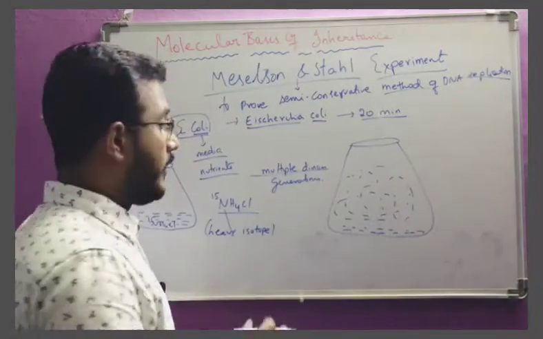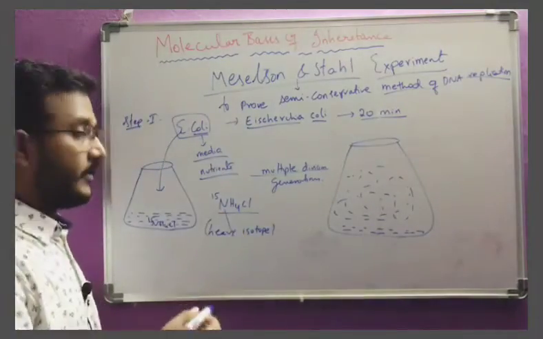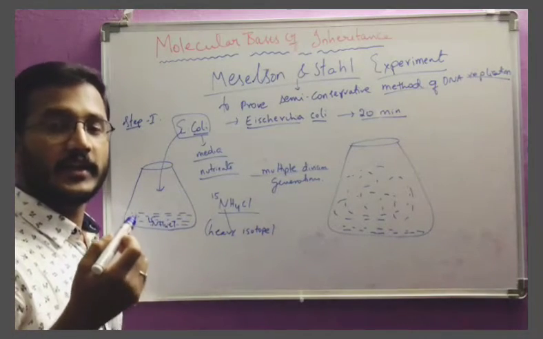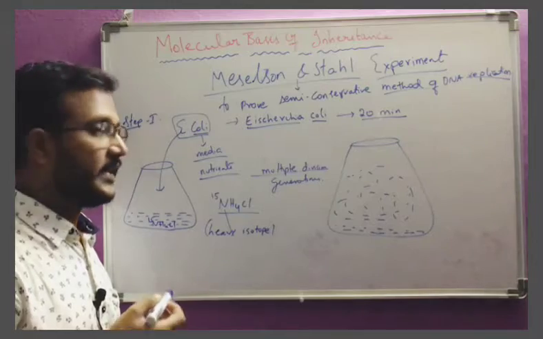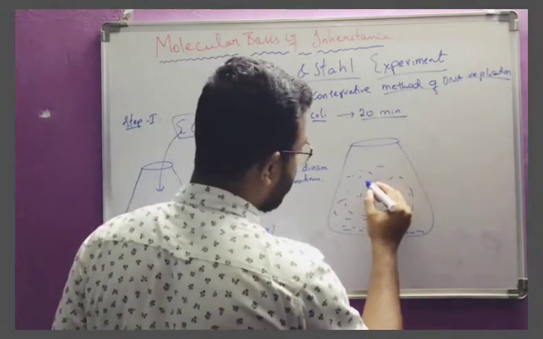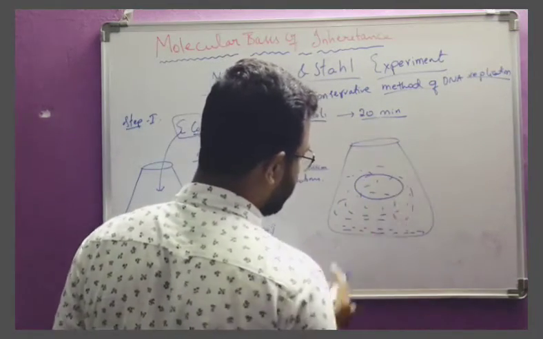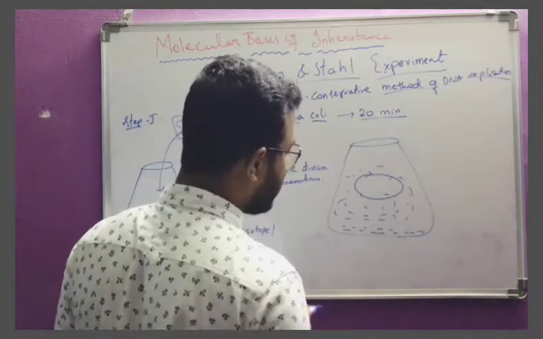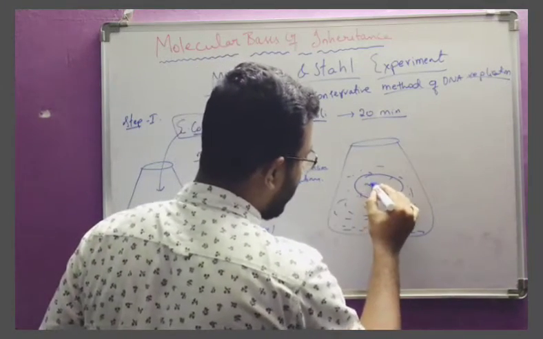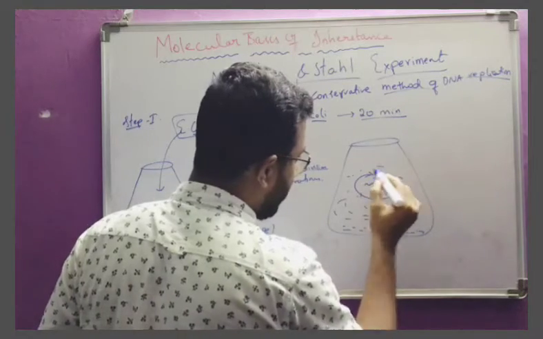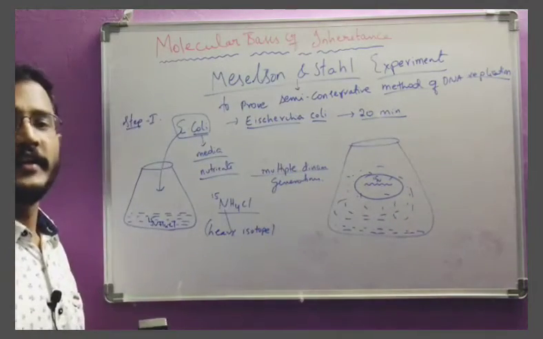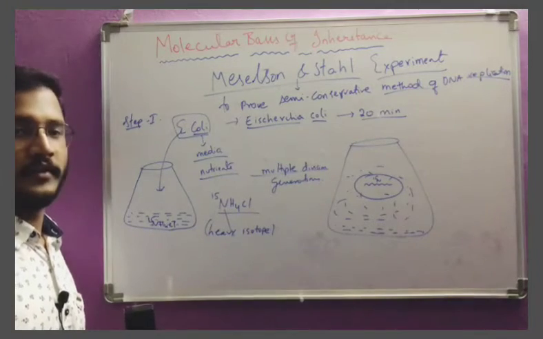Now, slowly what happened in the DNA structure of the E. coli bacteria, the normal nitrogen was removed from the nitrogen base and that was replaced. For example, this is the one E. coli and its DNA was replaced by N15. Its DNA was replaced by N15.